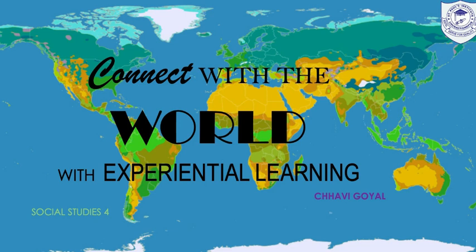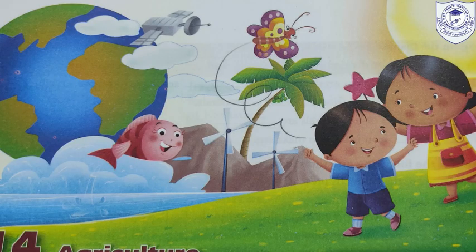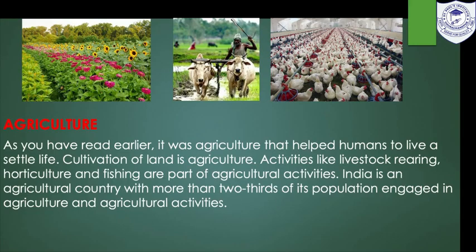And today we will discuss agriculture, that is chapter 14. What do you mean by agriculture? In simple terms, we can say that cultivation of land is agriculture.